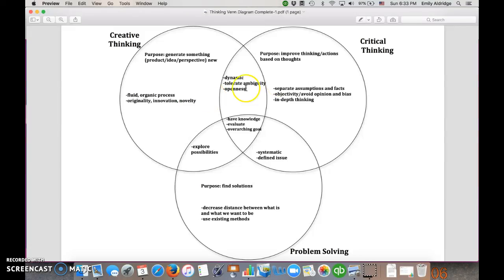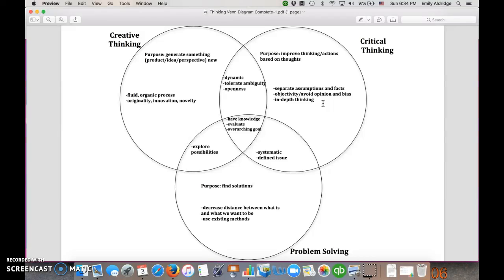Now, on the other end of the spectrum, we have critical thinking, and the purpose here is to improve thinking or actions based on thoughts, or based on how we are approaching them through thinking and cognitive skills. So we separate assumptions and facts. We have objectivity, and we have a focus on avoiding opinion and bias. And the focus is on in-depth thinking.